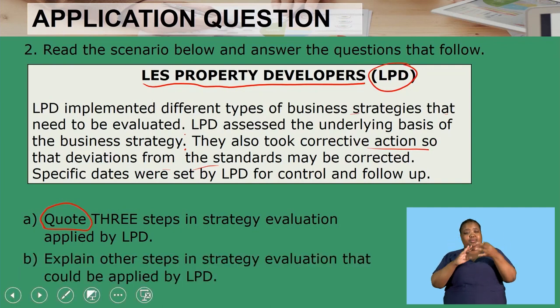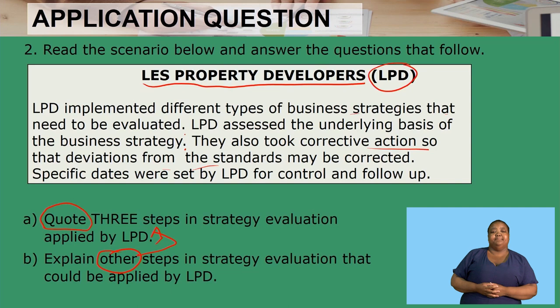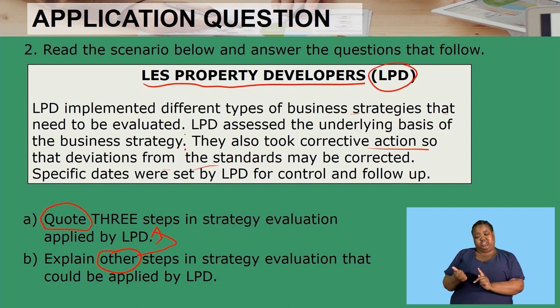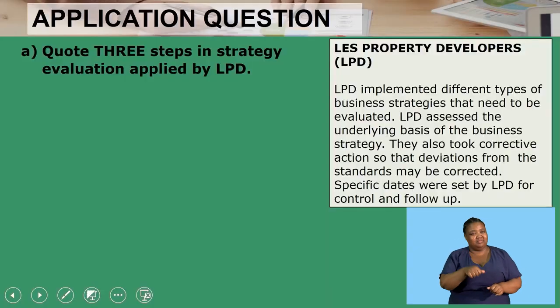The second question says, explain other steps in strategy evaluation that could be applied by LPD. Other steps. What does other mean? Other means other than the 3 that have been identified here. So here you're going to identify 3, but here it says explain other steps in the strategy evaluation that could be applied. I'm thinking you've already spotted your 3 steps from the scenario that we've just read. Yes, thank you. You are such brilliant learners. Right, let's start here by quoting.